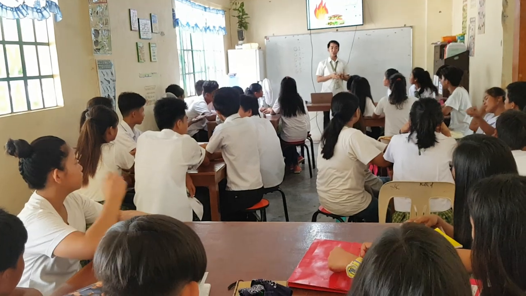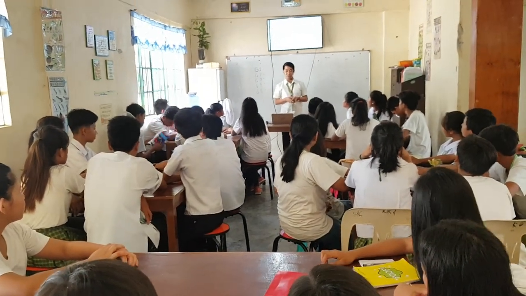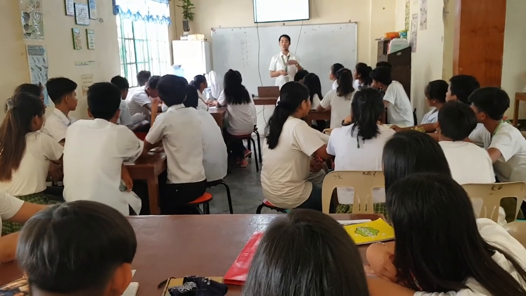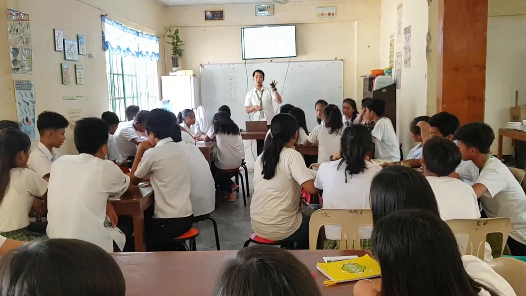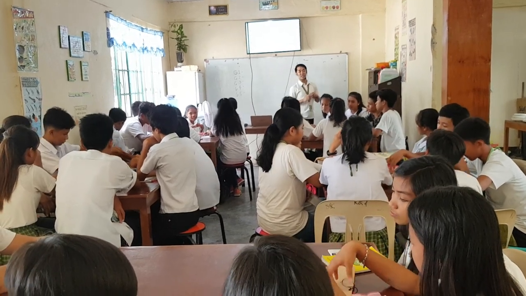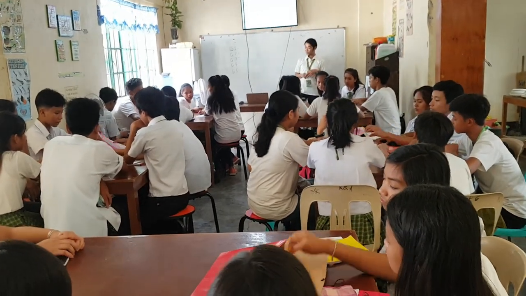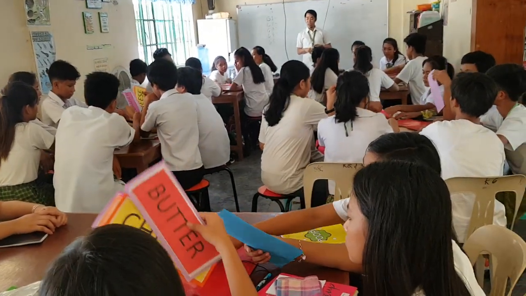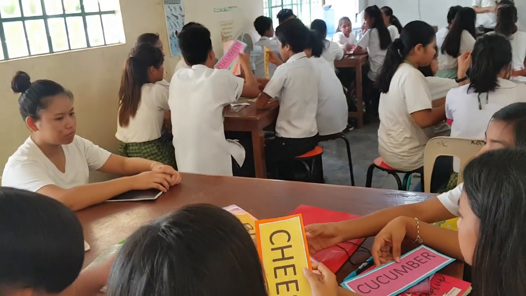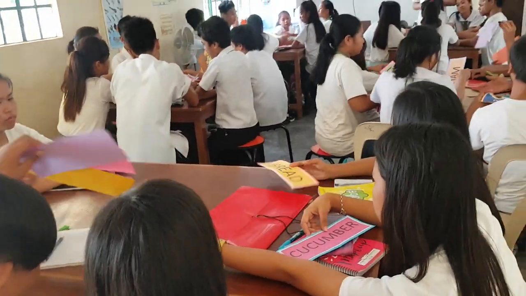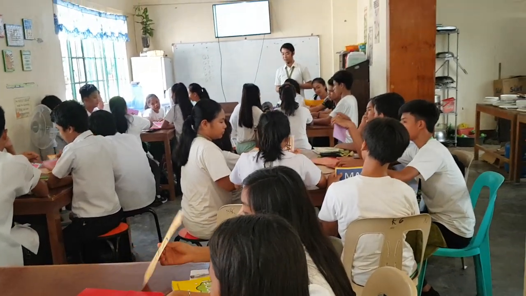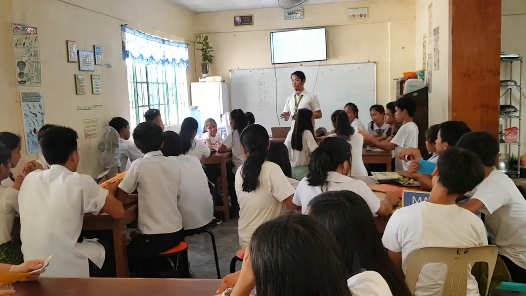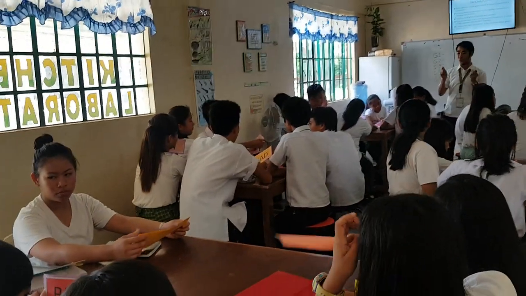So I have introduced to you the sandwich game. So this is the instruction. Each member will be given a name of a unique ingredient of a sandwich. Inside your red envelope, please bring out the name of the ingredients. There are 7 ingredients there. You may distribute now. Were you able to distribute, class? Okay, so please get one. Group three, there are only 6, so at least one of you has 2.